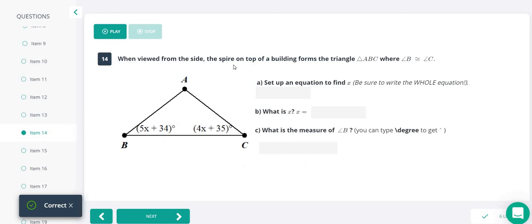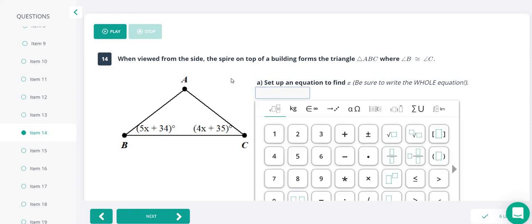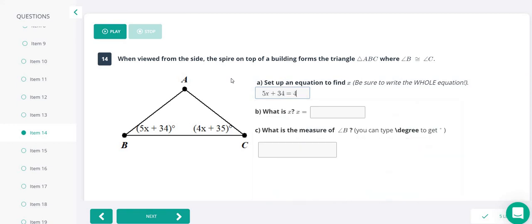All right, so when viewed from the side, the spire on top of a building forms a triangle. So we're looking at this triangle. Angles B and C, this little weird symbol means they are equal, or technically they're congruent, but it just means the angles are the same. So that means 5x plus 34 is equal to 4x plus 35. So that's going to be the equation to find x. So 5x plus 34 equals 4x plus 35.